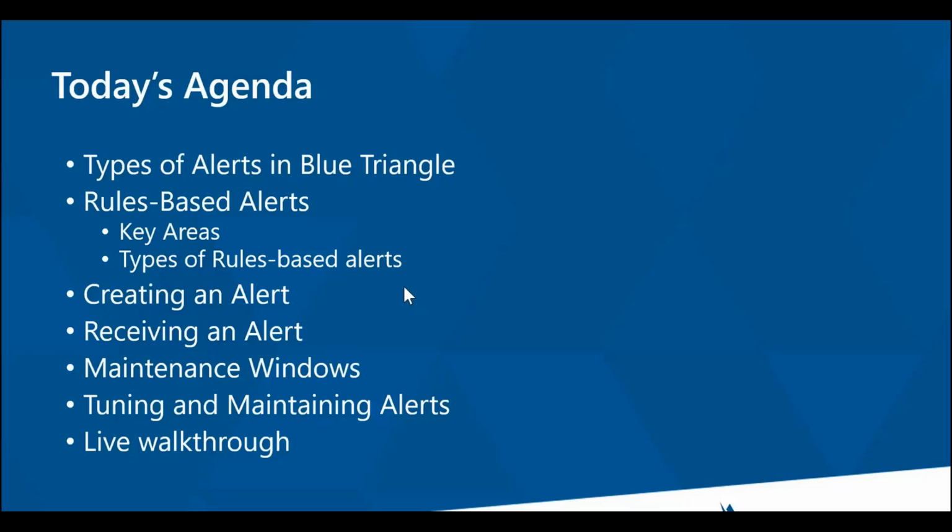So, there's alerts for real user data, for synthetic data, and they can be different between the two. And then we'll walk through the process of creating an alert. And then after that, we'll take a look at what one of these alerts actually looks like and what kind of information you can see in the alert. We'll discuss maintenance windows, and then of course tuning and maintaining the alerts. And ultimately we'll finish with a live walkthrough of setting up alerts in the Blue Triangle portal, and we'll point out a few different things that we've covered along the way as well.